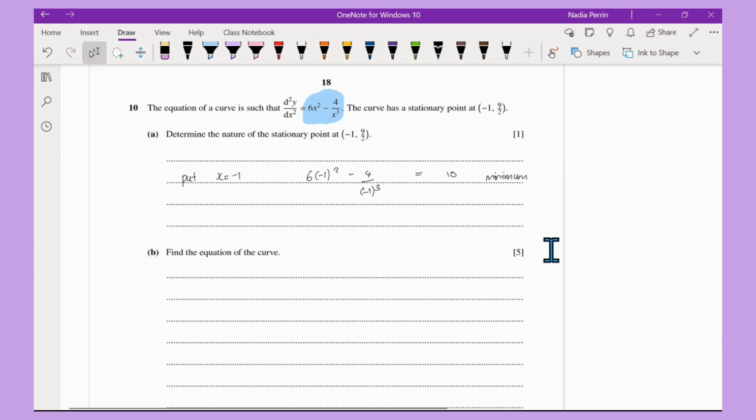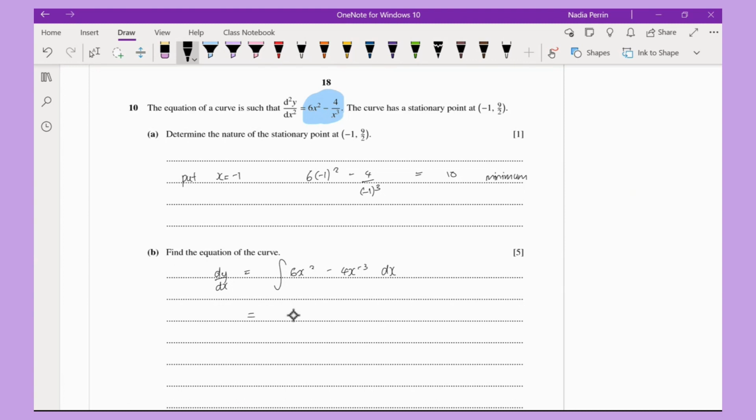Finding the equation of the curve. So 5 marks, a little bit more difficult. In order to find the equation of the curve, we need to integrate twice because it's being differentiated twice. So first of all, we're going to find dy by dx by integrating what they gave us before. Now, instead of writing x cubed on the bottom there, I'm going to bring it up to the top and make it -3, so it's easier for me to integrate.